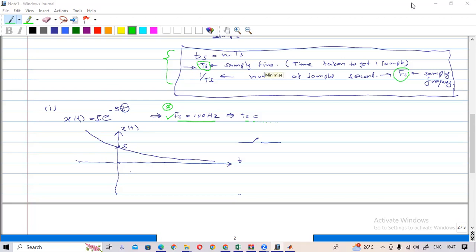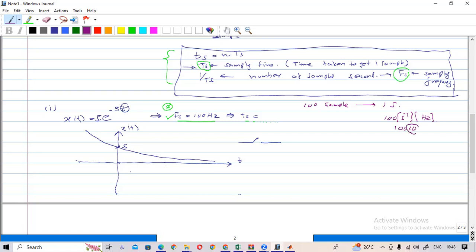Okay, anyway. So what about others? So this means you are getting 100 samples per 1 second. Okay, 100 samples per second. Normally per second is referred to as hertz. So it is 100 hertz.